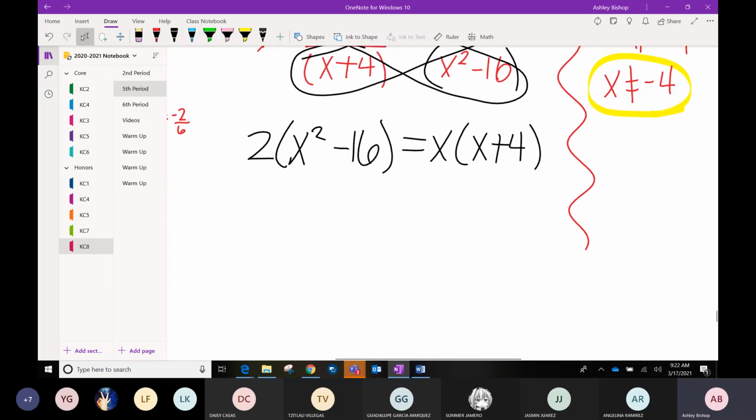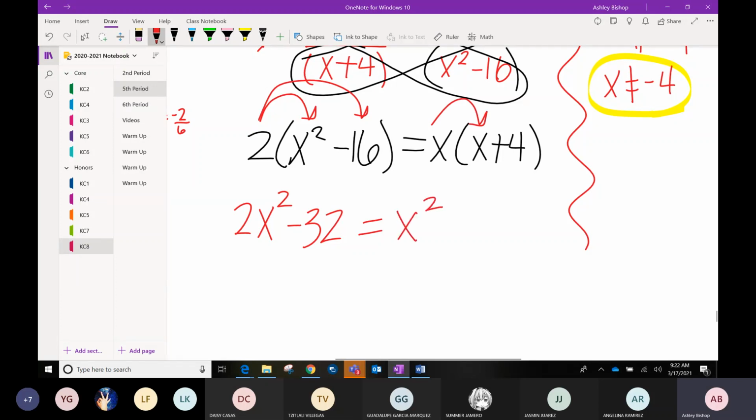Now we're going to clean this up. You're like, Ms. Bishop, it's getting towards something I'm not really sure about. Let's clean it up one at a time. Follow with me. 2 times x squared is 2x squared. 2 times negative 16 is negative 32. Again, you can check that in your calculator. Equals x times x is x squared. You know that. And x times 4 is 4x. Any questions so far?